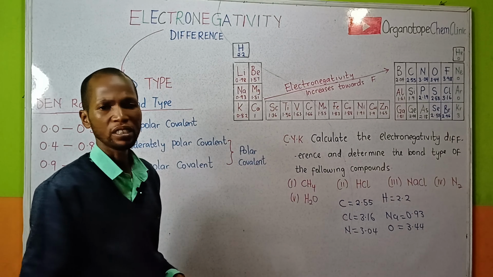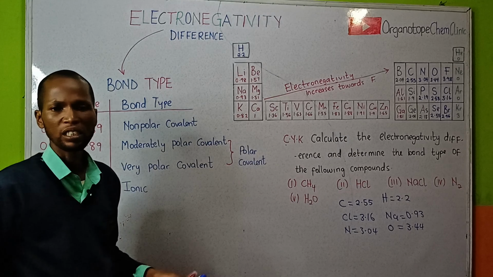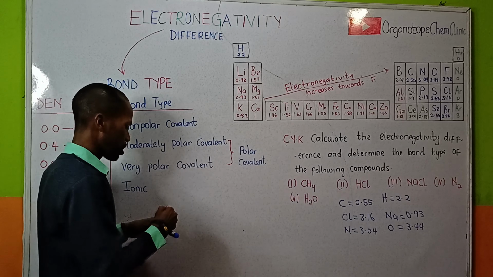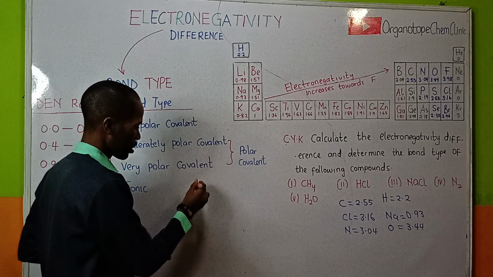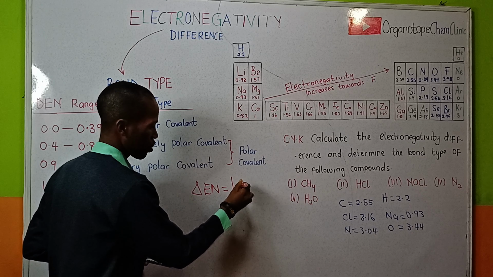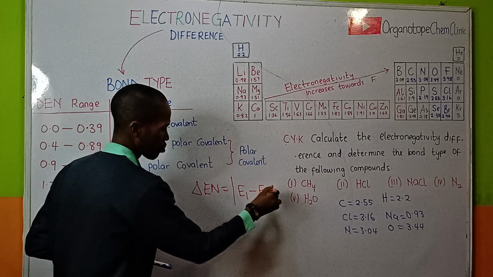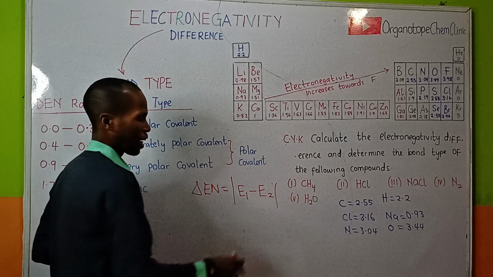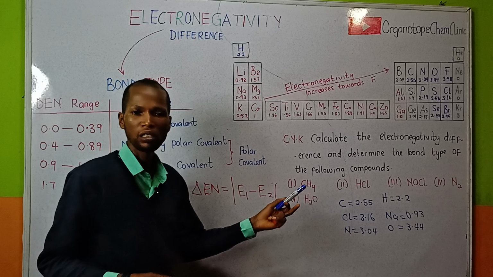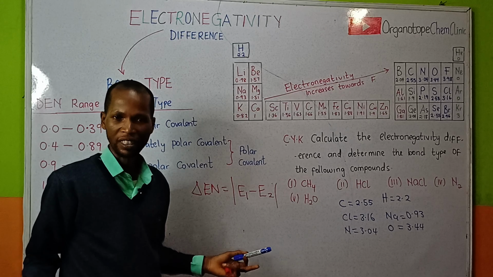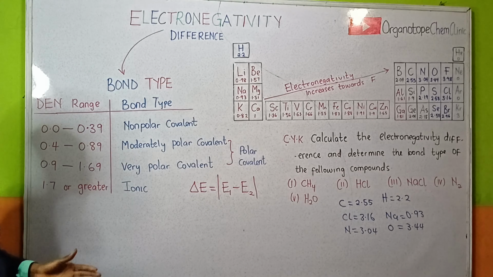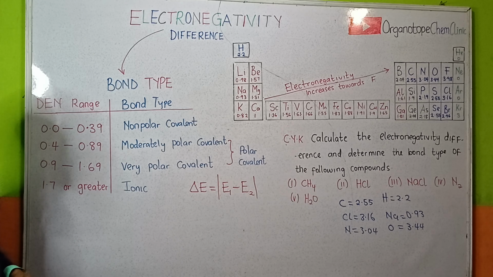In order to determine the electronegativity difference, we need to consider this formula. The electronegativity difference is given as E1 minus E2. That is the electronegativity value difference between the bonded atom. Make sense? Before we proceed to calculate the electronegativity difference, can we look at this table closely?